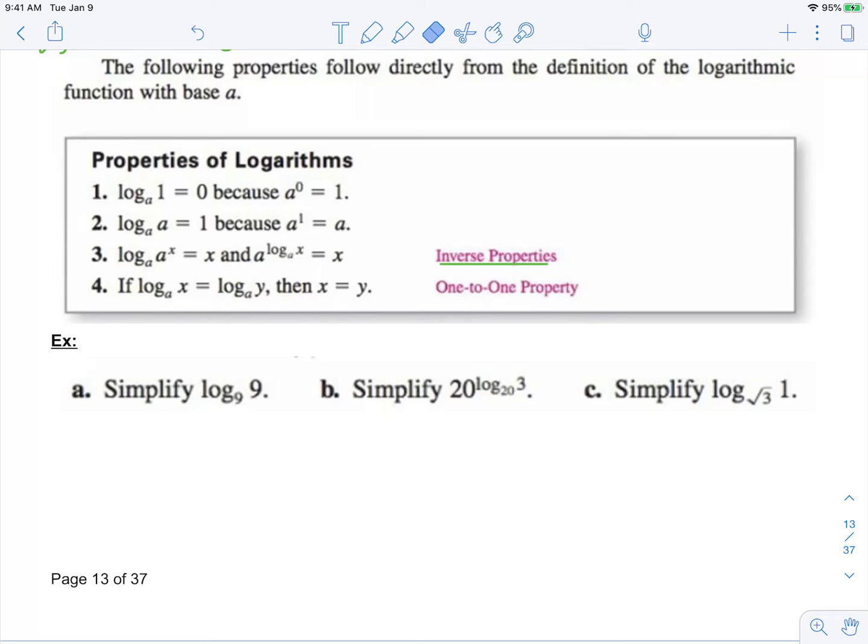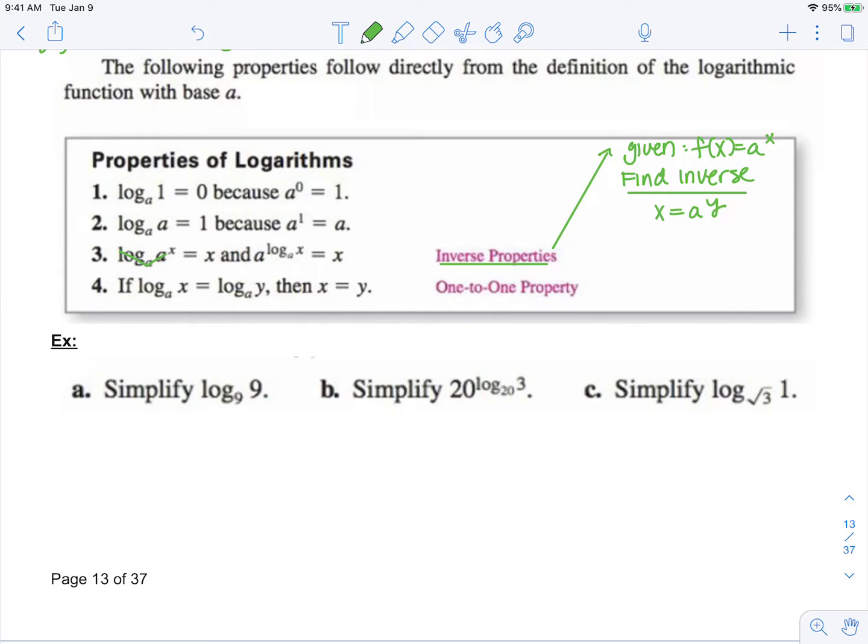So the idea is, if you take log base a of a to the x, these inverse functions cancel out. Well, why are they inverses? Let's go into that a little deeper. So remember, if we're given the function f of x equals a to the x, and we want to find its inverse, the first step we need to do is switch x and y. x equals a to the y.